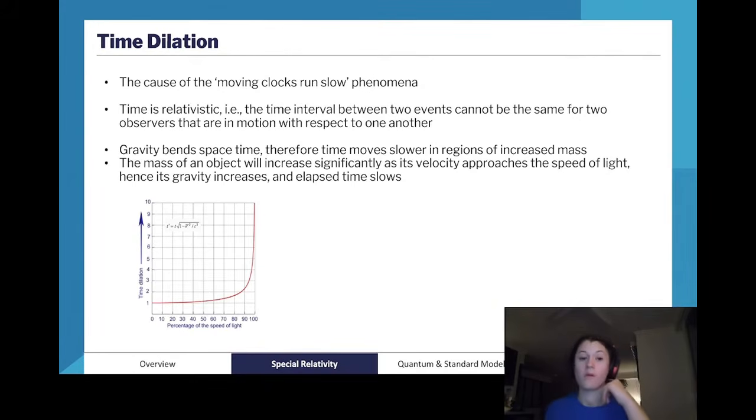So now let's get on to our next topic of phenomena, and this is time dilation. Time dilation is the cause of the moving clocks run slow phenomena. So time is relativistic, i.e., the time interval between two events cannot be the same for two observers that are in motion with respect to one another.